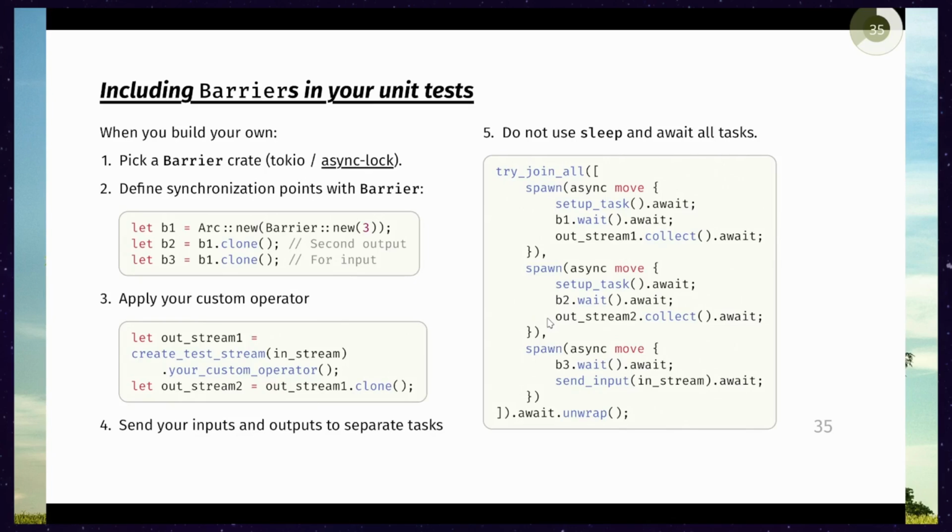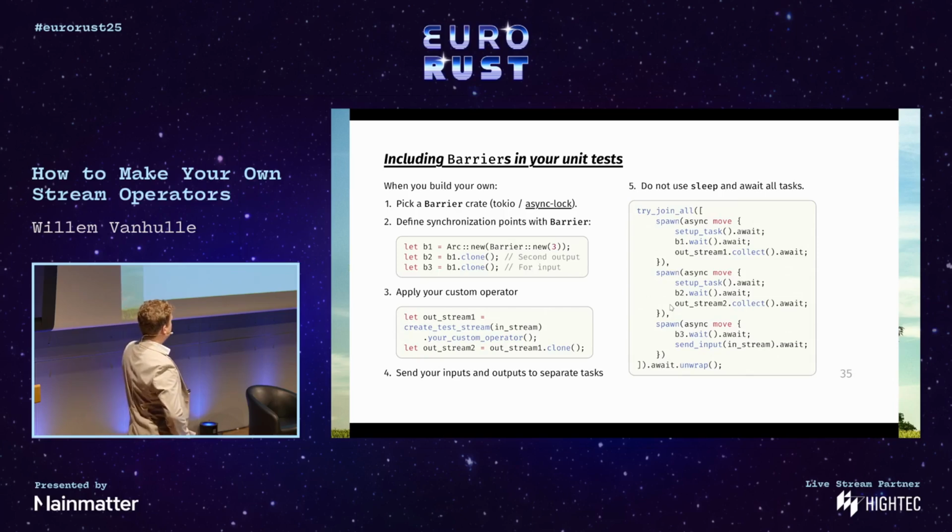The way you use the barrier is by wrapping it in an Arc, and then you share it among the different consumers. You create your output streams using your favorite operator, and then you move the clones of the Arc of the barrier inside the different tasks. You do your initialization, setup task, and then you wait for the barrier. And as soon as 3 are waiting, you can start sending input from the send, the input task. And you do try_join_all. If something goes wrong, you get the panic.